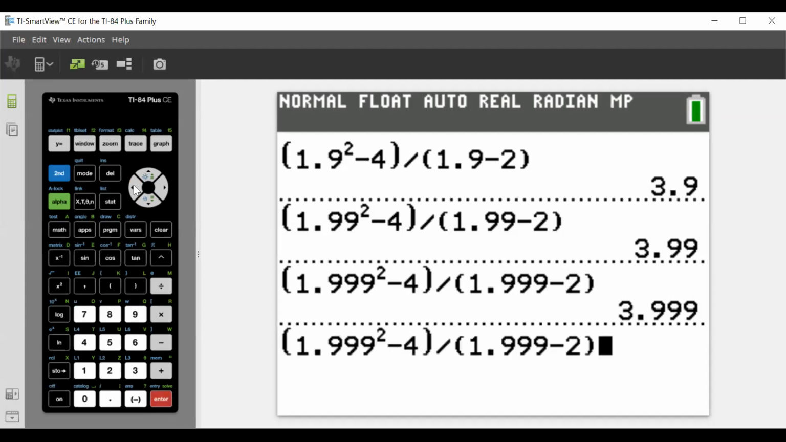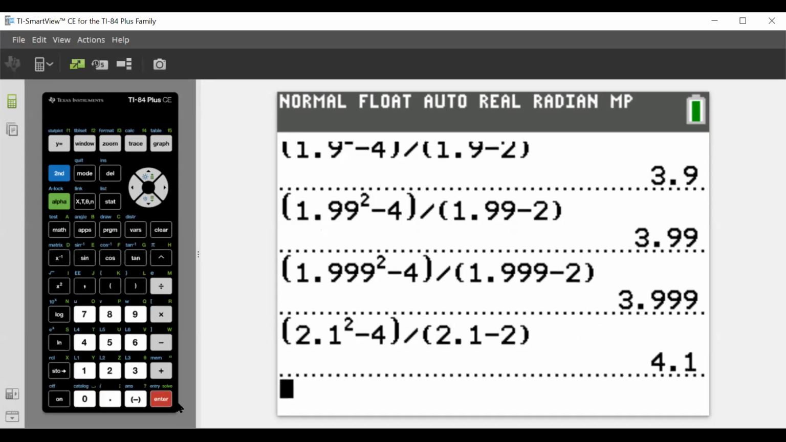And so let's go to, now we'll do 2.1. So 2.1, and then we'll put a 2.1 over here, and then we'll delete those. And now let's see what we get here. Here we get 4.1.